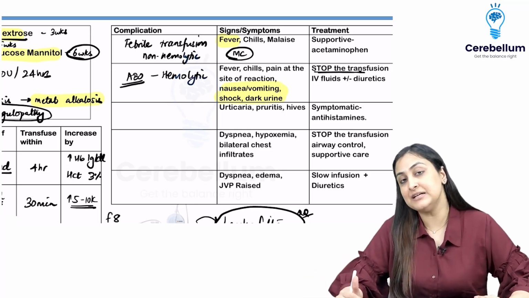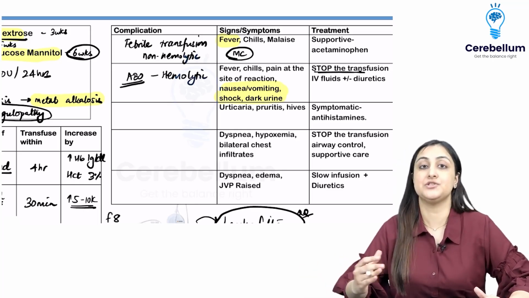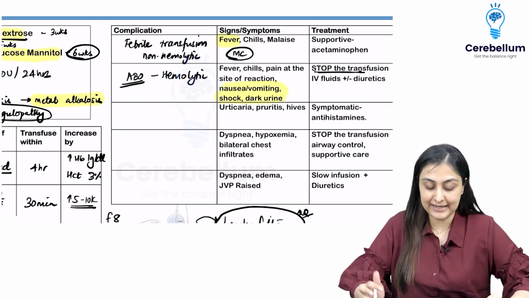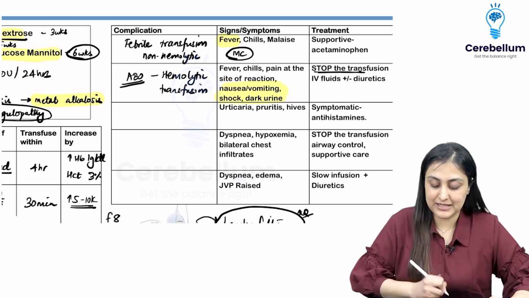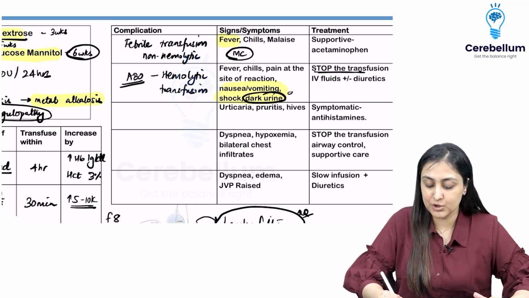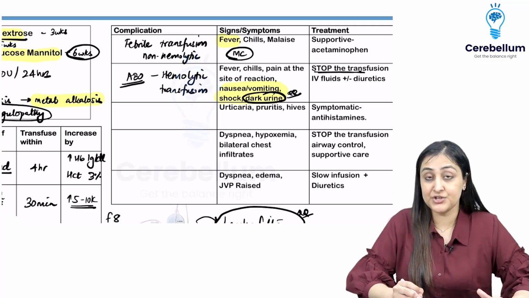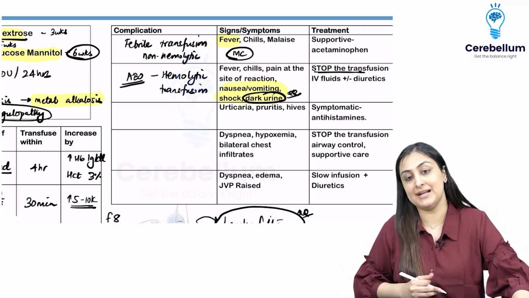You probably sent an intern, but who's gonna be responsible? It's you. Vicarious liability, right? So ABO mismatch is going to result in hemolytic transfusion reaction. Dark urine, hemoglobinuria is your buzzword. Stop the transfusion, pump IV fluids and diuretics.